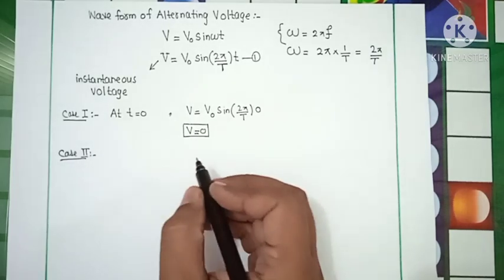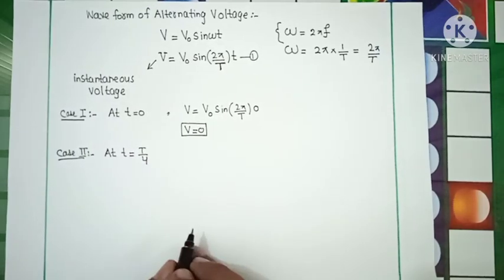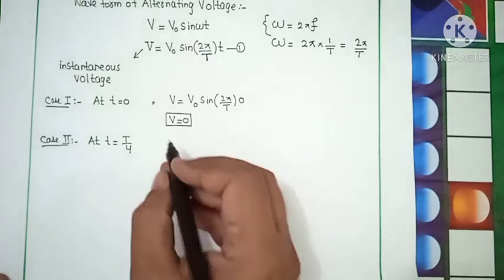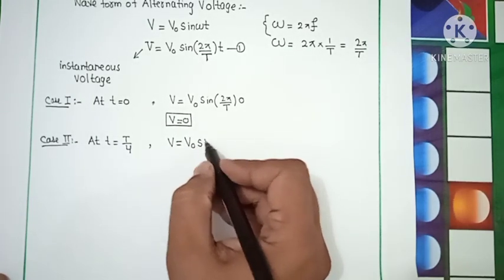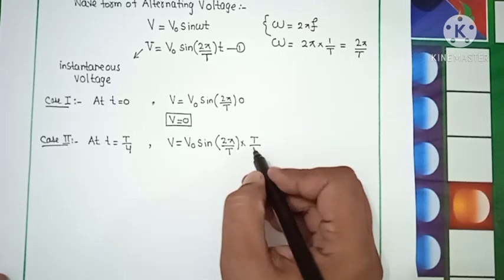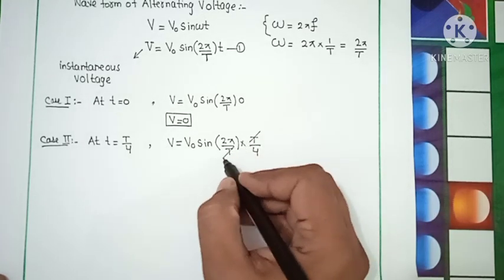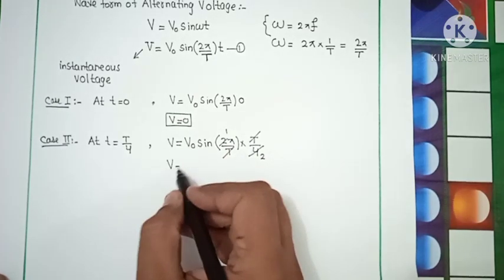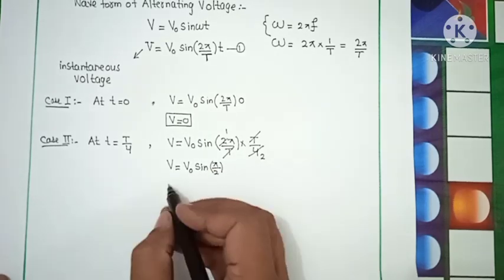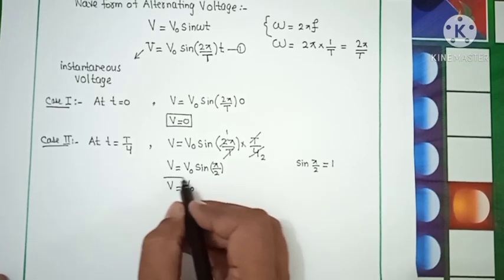Case number 2, when the time interval is equal to T by 4, at t is equal to capital T by 4. Putting this in equation number 1, 2 pi over capital T multiplied by small t, which is T by 4. After cancellation and solving, capital T cancels with capital T, 2 and 4. V is equal to V naught sine pi by 2. Sine pi by 2 means sine 90 degrees, which is equal to 1. So V is equal to V naught.